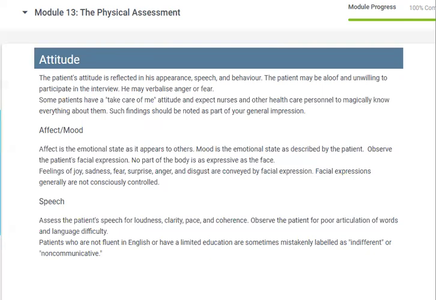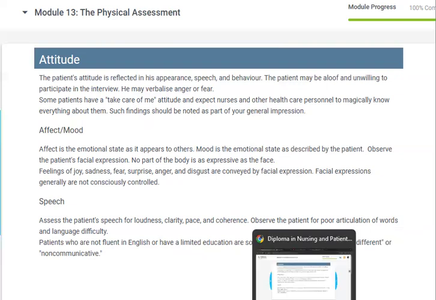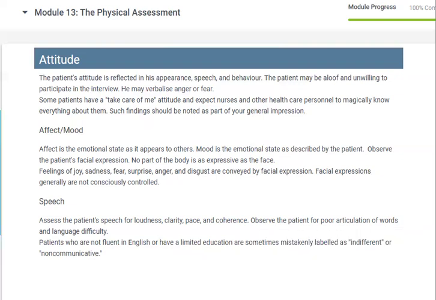Affect/mood. Affect is the emotional state as it appears to others. Mood is the emotional state as described by the patient. Observe the patient's facial expression. No part of the body is as expressive as the face. Feelings of joy, sadness, fear, surprise, anger, and disgust are conveyed by facial expression. Facial expressions generally are not consciously controlled.